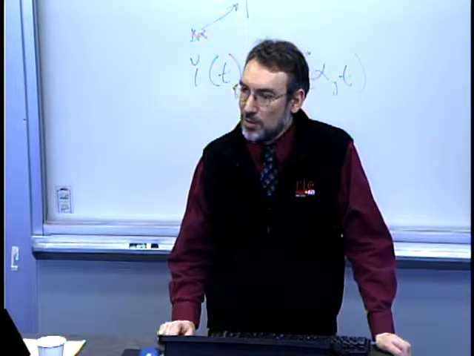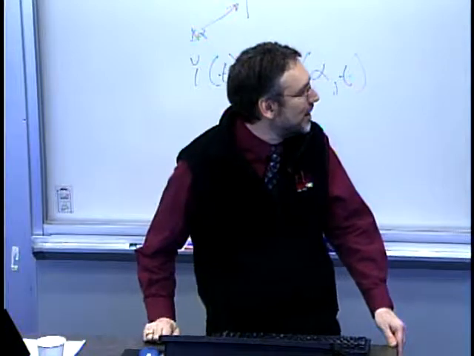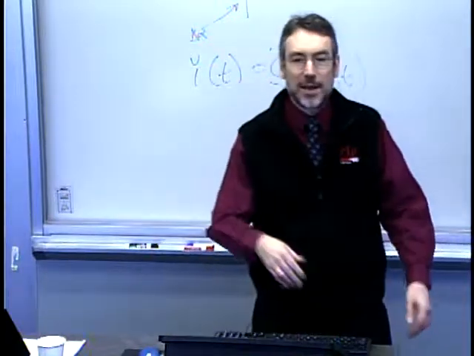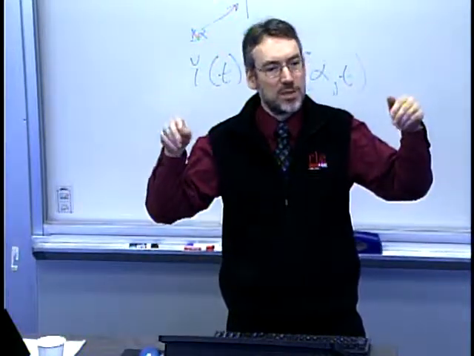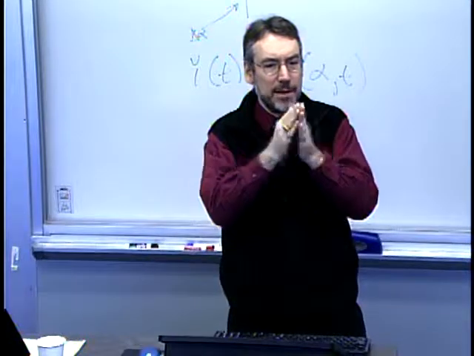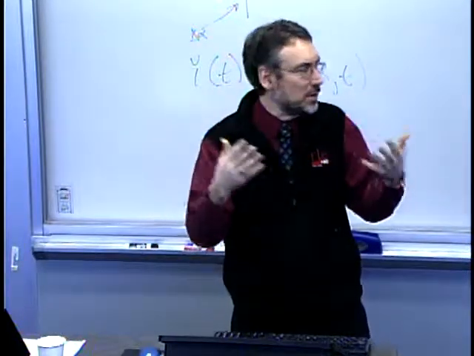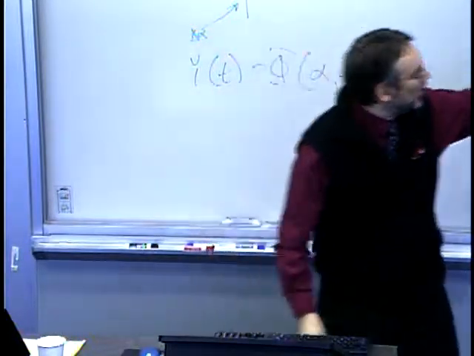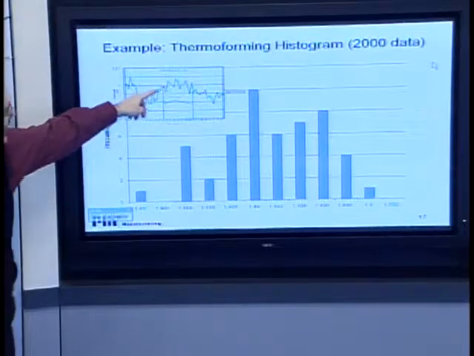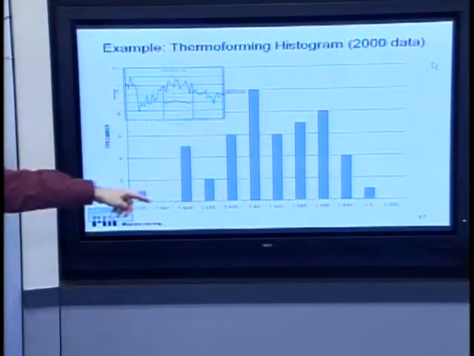It looks normal or Gaussian distributed. It looks like maybe you would think it's completely random. It's got a mean and a deviation. It's got a normal distribution. Now look back at the data. It's kind of drifting around.